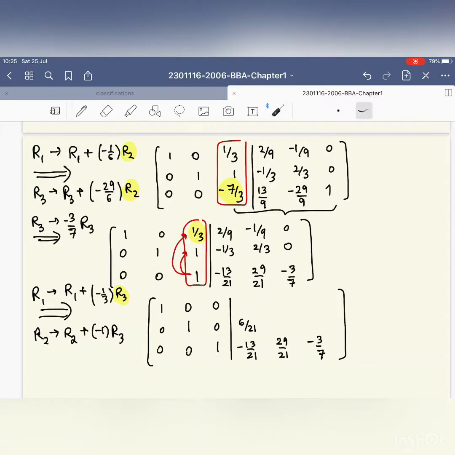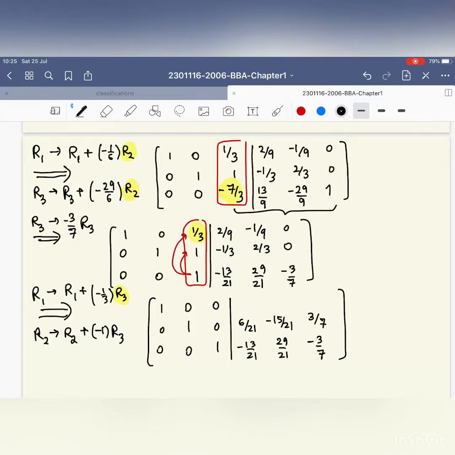Now you have this one. It is 14 over 21 minus 29 over 21. So together you have 15 negative. Right? And the last one, you got 0 subtracted by negative 3 over 7. So you have a 3 over 7 out of it.